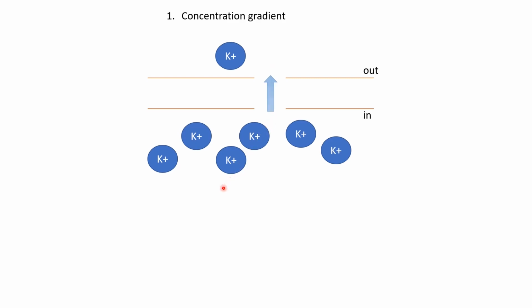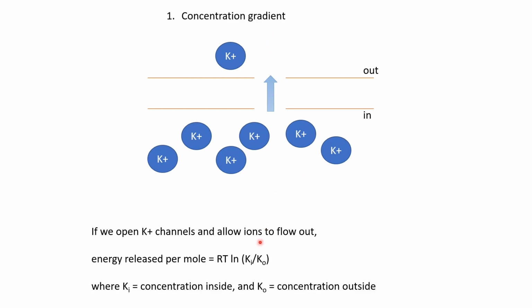And we can actually calculate how much energy will be released as these potassium ions move out. Because these ions are moving along their concentration gradient, moving out would be an energetically favorable reaction. So energy should be released. And the amount of energy released will depend on the ratio of potassium ions here to potassium ions here. So what is the concentration inside and what is the concentration outside? And the exact relationship is given by this formula.